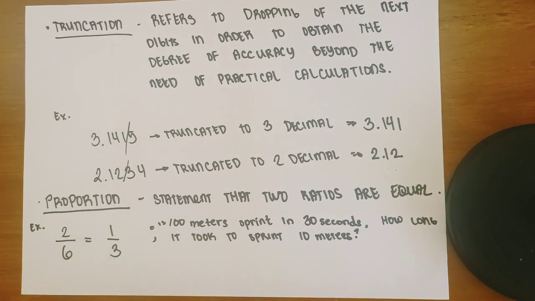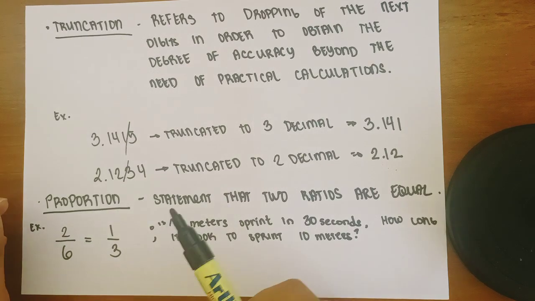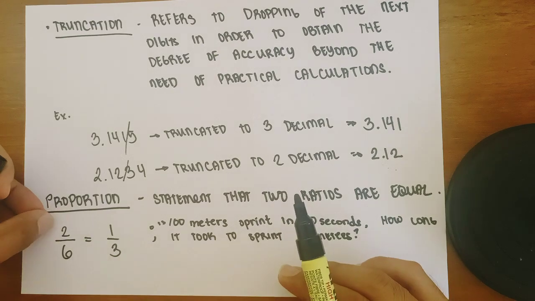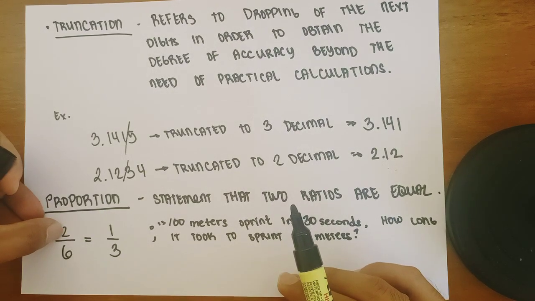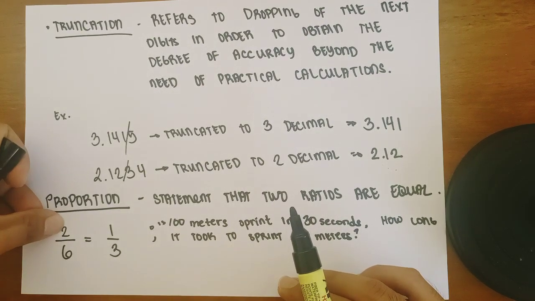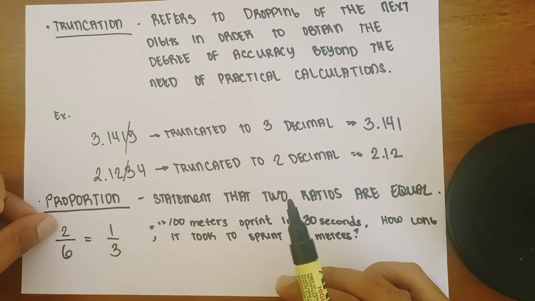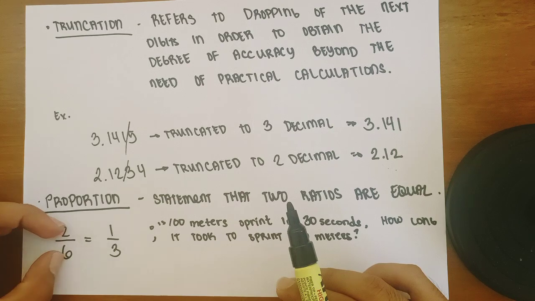Magsabi kayo ng number kung saan pag dinivide nyo siya solely from the numerator and the denominator, it will still give a whole number. Pwede ba 1? Pwedeng 1. Pero hindi siya magbabago. Naging 2 over 6 pa din siya.